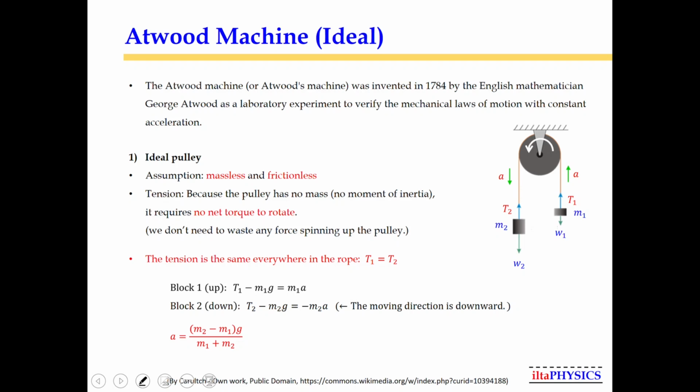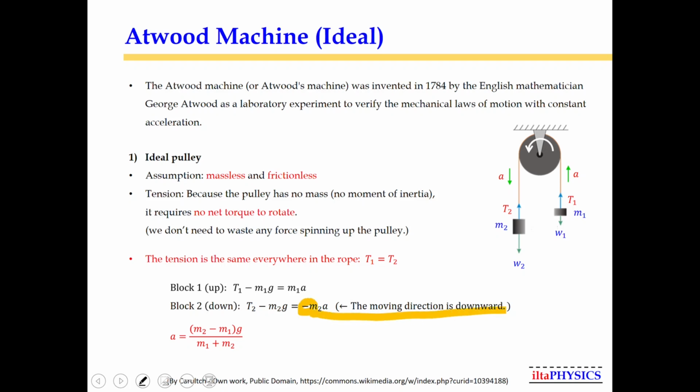In the same way, for block 2 on the left, the difference between the downward weight and the upward tension equals the product of that object's mass and acceleration. There are two things you need to be careful about here. First, since the two objects are connected by a string and move together, their accelerations have the same magnitude. Second, because of the difference in mass, the lighter object moves up while the heavier object moves down, meaning their accelerations are in opposite directions. Therefore, in our case, the acceleration of block 2 will have a downward or negative direction.